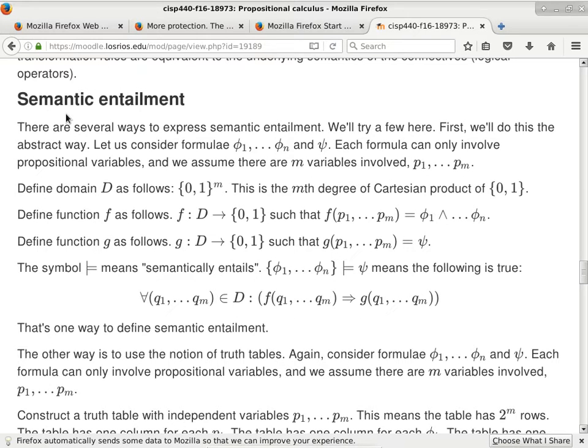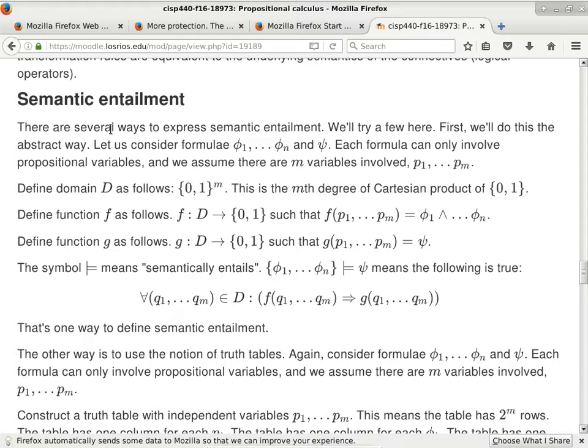So this is the definition of semantic entailment. This part here is kind of important. I don't want to skip over it because I know if I skip over that, most people would not try to read through it. So I'm going to go through this and make sure that I can explain all of this stuff here so that everybody can understand it.